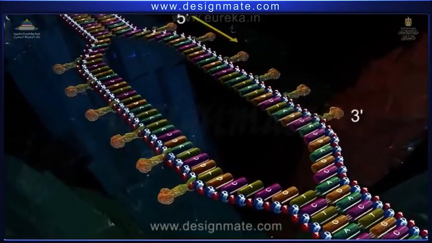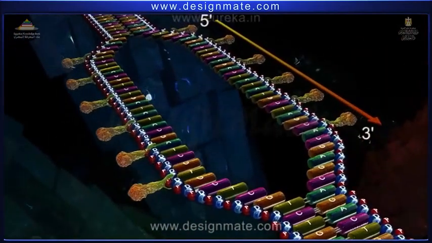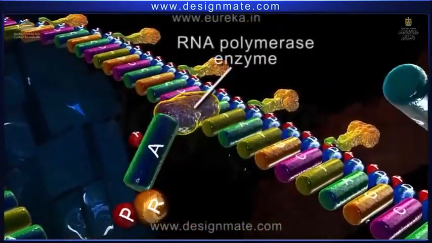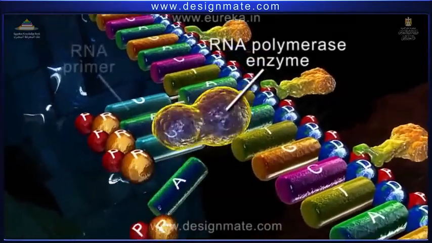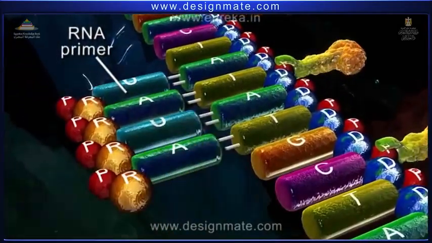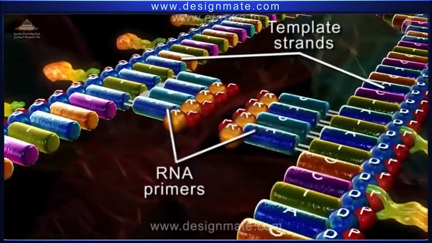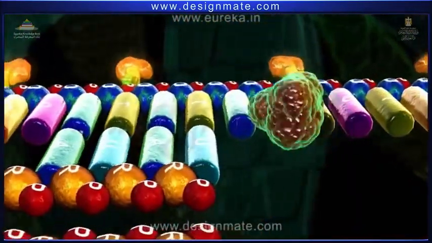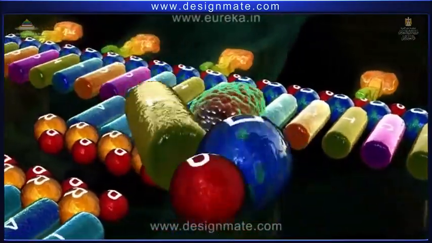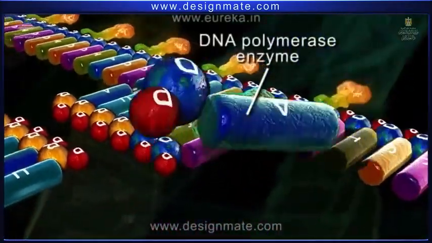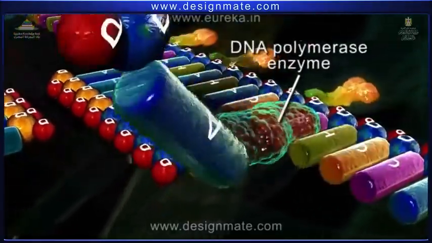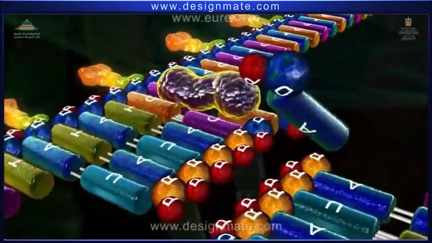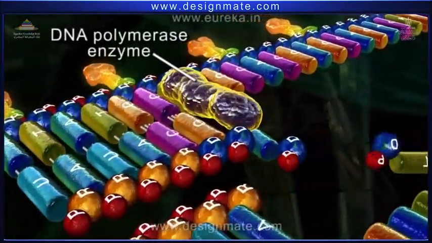DNA replication always proceeds in the 5' to 3' direction. DNA-dependent RNA polymerase enzyme forms a small RNA primer on both the template strands at the replication origin. If we look at the template strand, which is oriented in the 3' to 5' direction, an enzyme called DNA polymerase gets attached to DNA near the primer. Another molecule of this enzyme also progresses in the 5' to 3' direction.